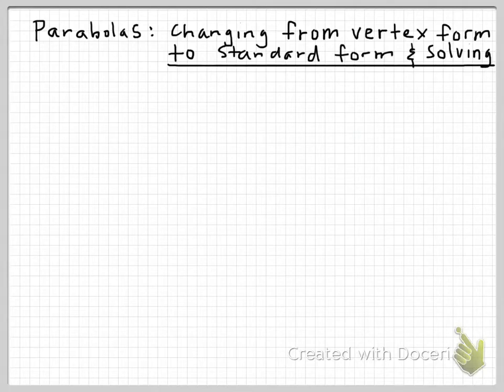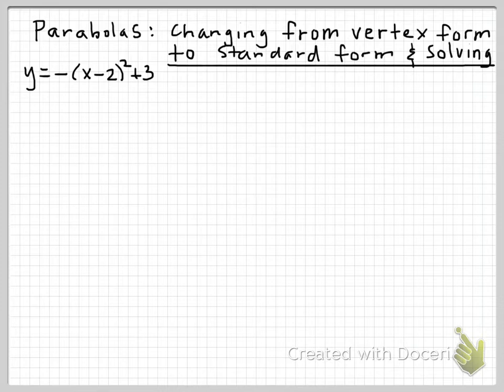Hi everybody, today I'd like to talk to you about parabolas, and this is a special request I got from a student asking about changing from vertex form to standard form and of course solving. So I'm going to start off with a parabola in vertex form, and you'll see this is y equals negative x minus 2 quantity squared plus 3.